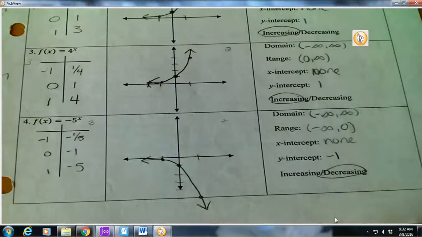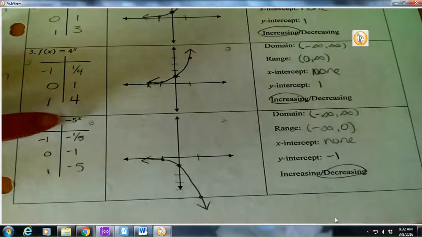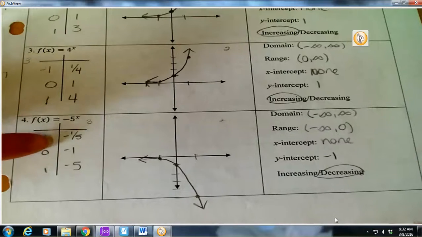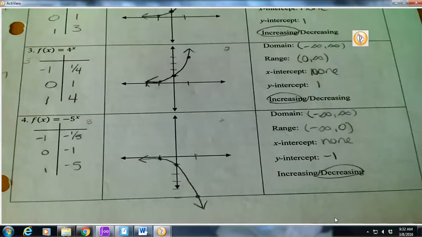Now in 4 I changed it. I threw a negative in front. What did that do to the graph? Flipped it over the x-axis. When you're applying that negative, you're going to do 5 to whatever power and then put a negative on your final answer. So we see our graph looks like this.